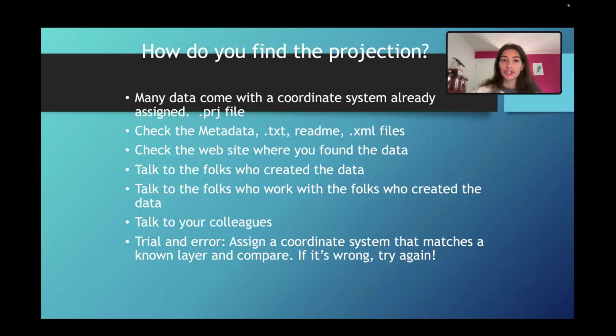So how do you find that projection? A lot of data comes with a coordinate system already assigned, luckily. But if not, check the metadata, check the .txt file, check the README, check the XML files. Basically look at all of the metadata that's associated, whether it's inside of the ArcGIS Pro app or whether it's something that you need to explore a little further. Where did you download the data from? Does it have any information on that website, for example? You can also reach out to the people who created that data or uploaded that data, or people who have utilized the same data as you.